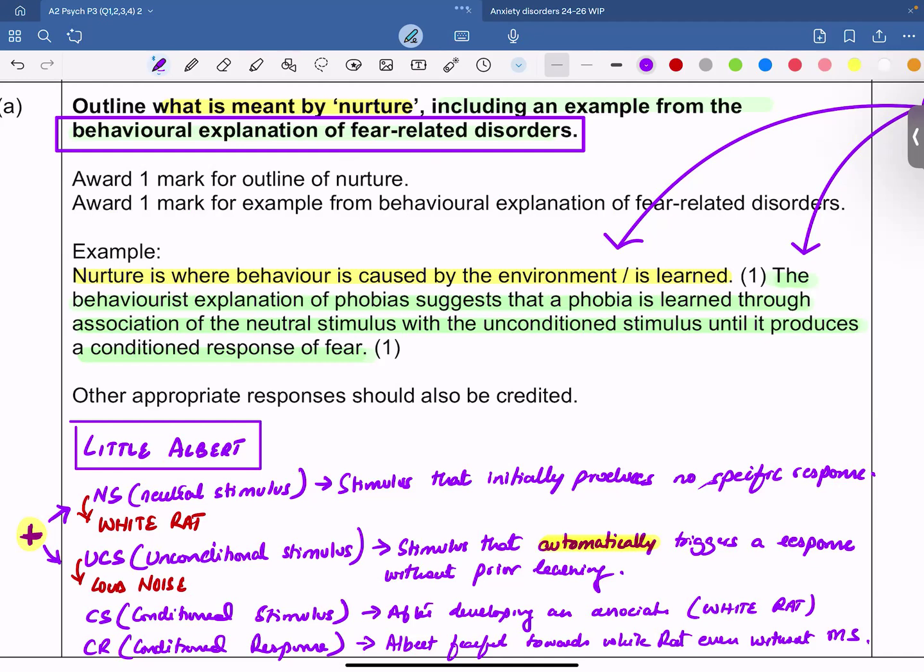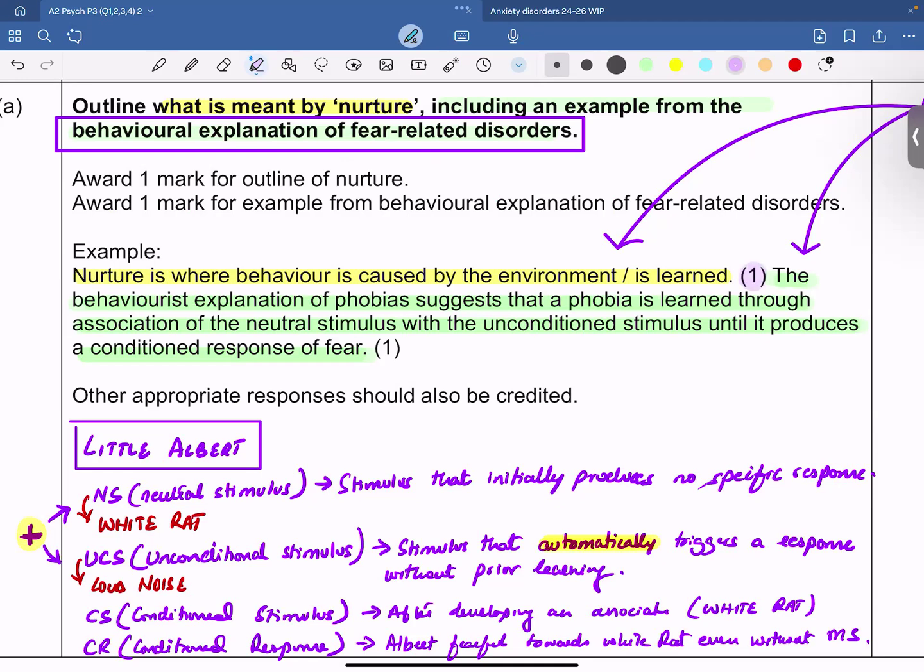Getting back to the question over here: outline what is meant by nurture, including an example from the behavioral explanation of fear-related disorders. Like I said, the purpose isn't just to help you answer this question. Come on, this is just a 2-mark question. I wanted to help you revise the behavioral explanation of fear-related disorders. Now, having a look at the example, that could help you score a 2 on 2. Moving on, nurture is where behavior is caused by the environment. Like I said, this is where you get the first mark.